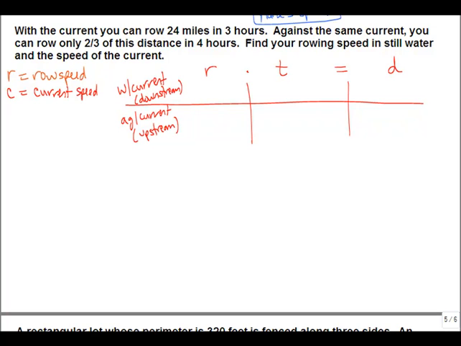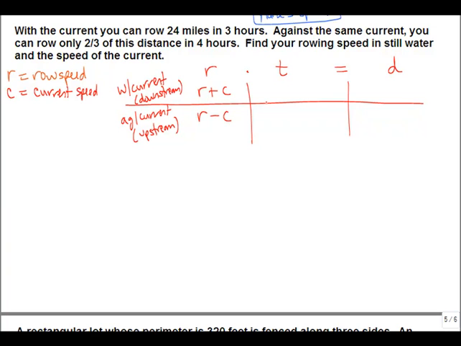So think about going downstream. If you're going downstream, your rate would be however fast you could row plus the current to help you go faster. So your net rate is going to be the rowing speed R plus your current, and that's always true for these problems. When we're going against the current, it's going to be however fast we row minus the current to slow us down. So our net rate will be R minus C.